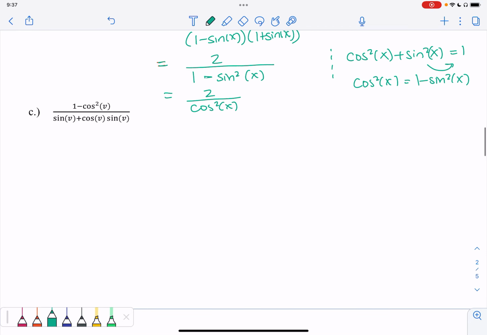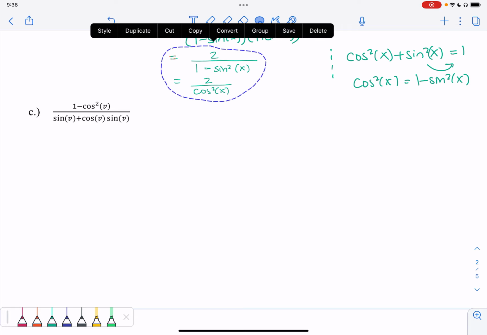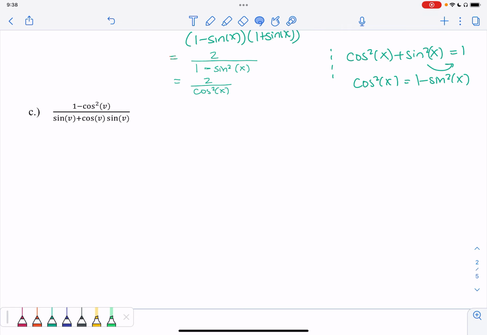And then my last one here is 1 minus cosine squared v all over sine v plus cosine v sine v. How can I work on this to see what's going on? The technique I'm going to use here is just factoring, the same type of factoring you were doing in your previous algebra courses. If there's enough room, you can start out with an equal sign showing that this is what I'm starting with, and then off I go.